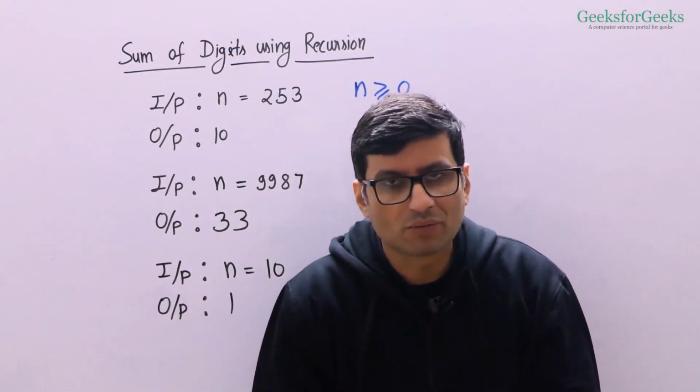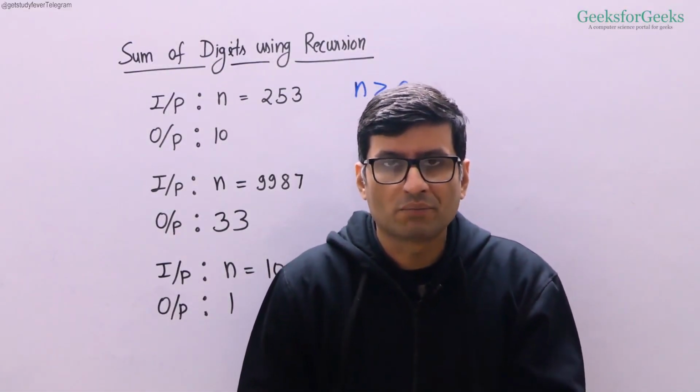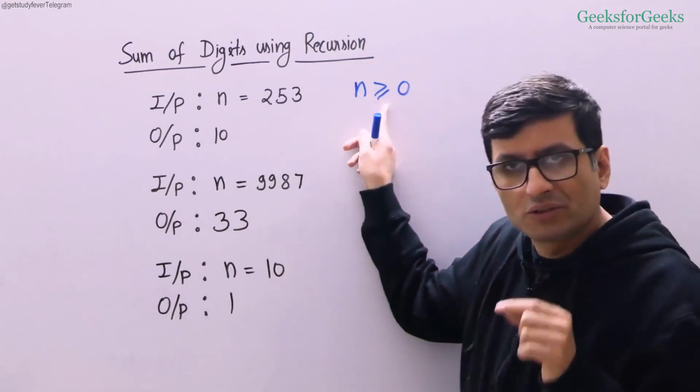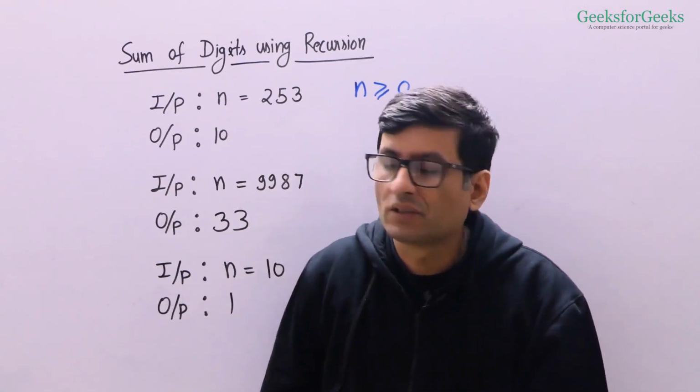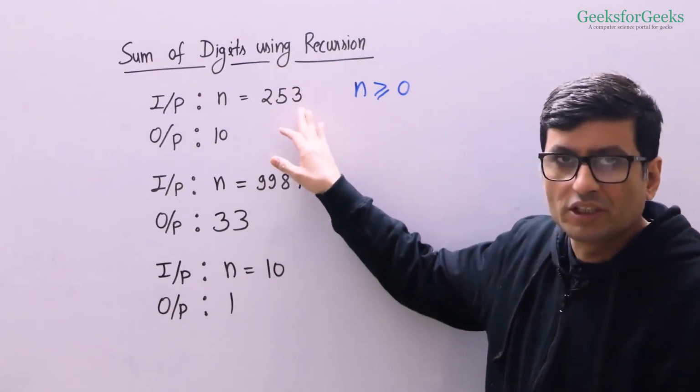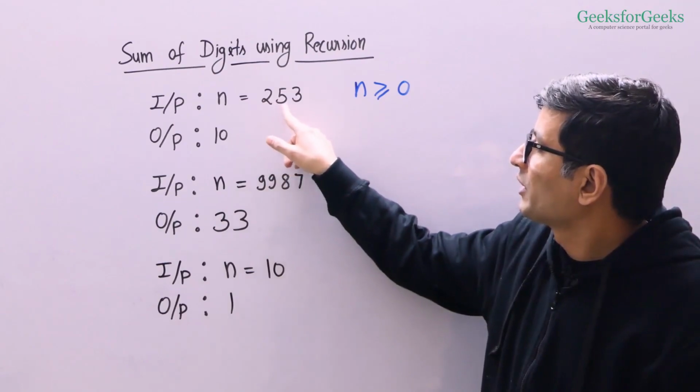Let us talk about this problem. We are given a number and our number is greater than or equal to 0. We need to find out the sum of digits in this number. For example, if you are given 253, then your output is going to be 2 plus 5 plus 3, which is 10.